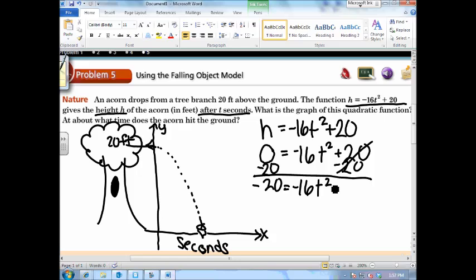Okay. Now you have to move the negative 16 with inverse operations. The first two questions in your homework are falling object problems like this. Okay, so you're going to have to do these on your homework.